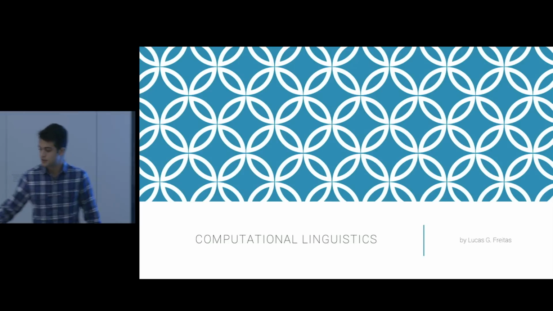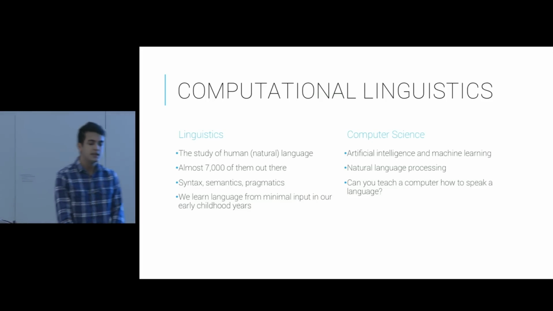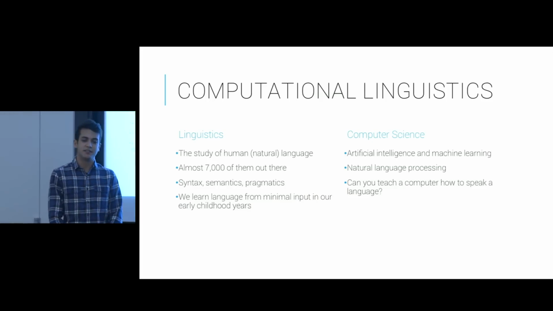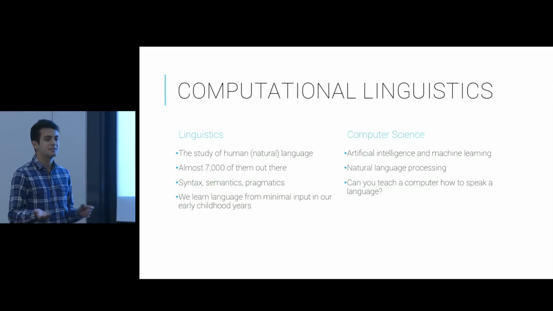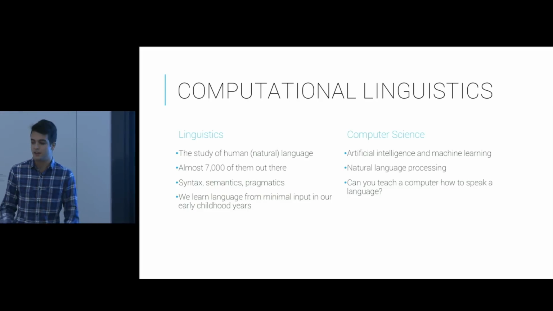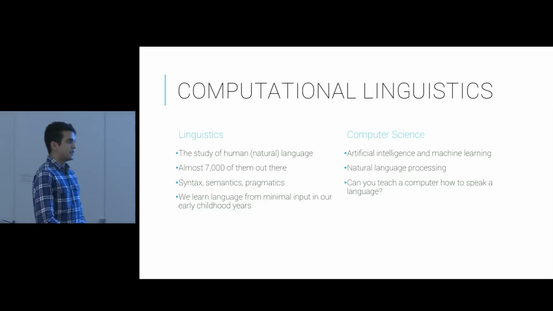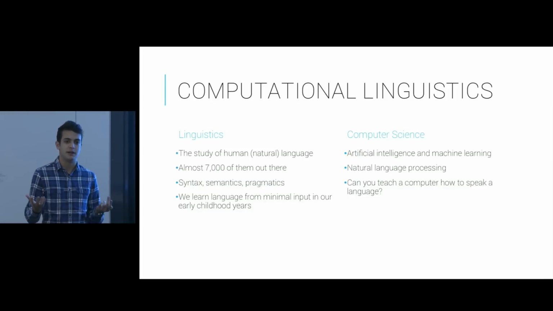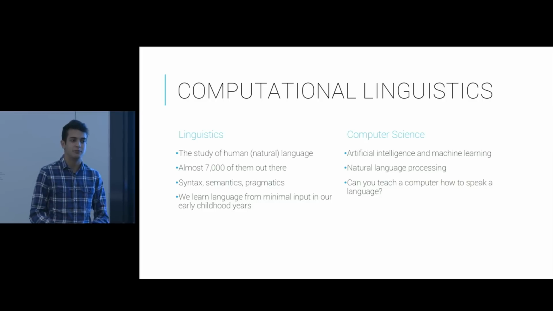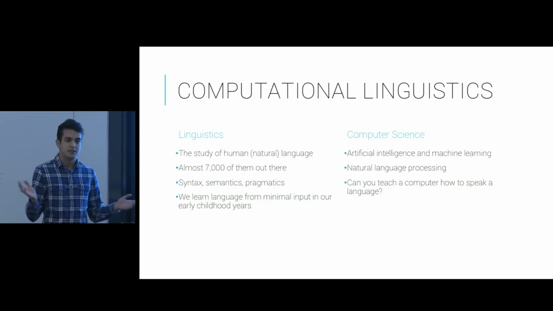So first of all, what is computational linguistics? Computational linguistics is the intersection between linguistics and computer science. So what is linguistics? What is computer science? Well, from linguistics, what we take are the languages. Linguistics is actually the study of natural language in general. By natural language, we mean language that we actually use to communicate with each other. So we're not exactly talking about C or Java. We're talking more about English and Chinese and other languages that we use to communicate with each other.